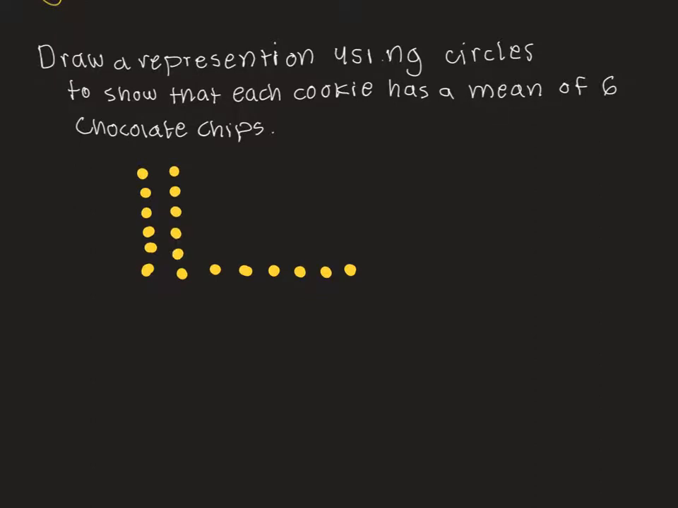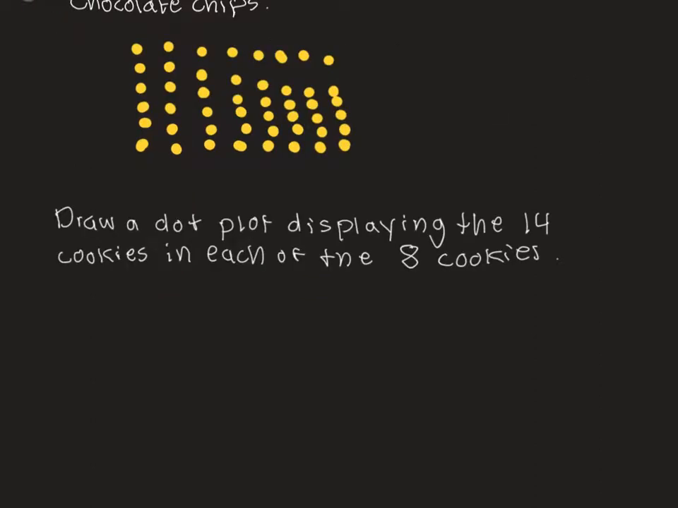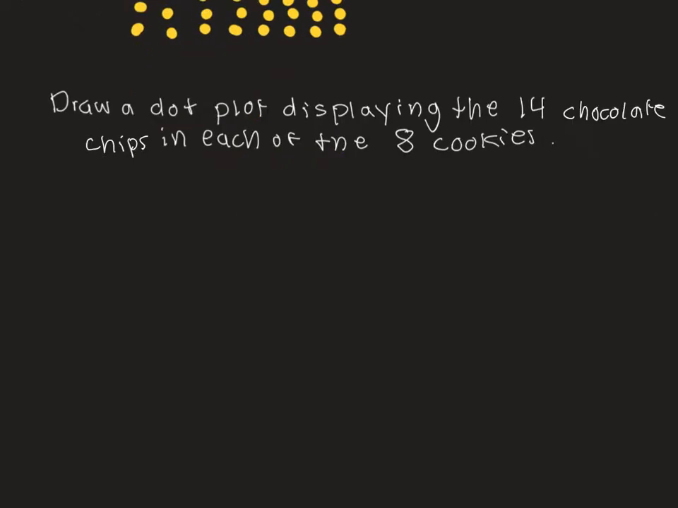You get the picture. Funny enough, the next step is going to look a lot like the first one, just a little bit different. So we draw a dot plot displaying the 14 chocolate chips in each of the 8 cookies. So remember, in a dot plot, we draw a line first. There is my perfectly straight line. In this case, the line is for the 14 chocolate chips, not the 8 cookies.